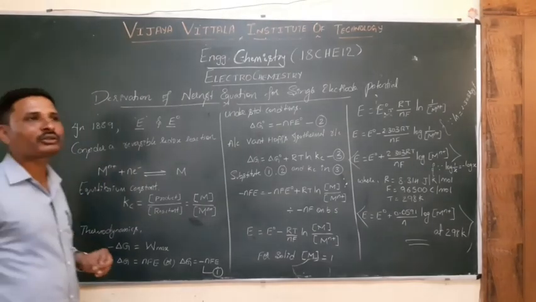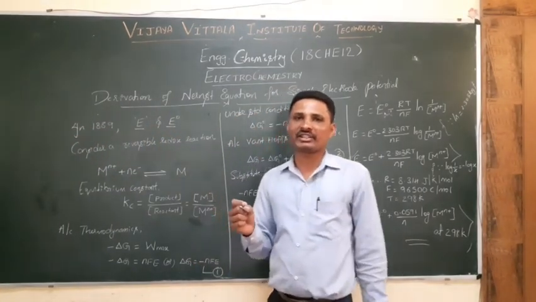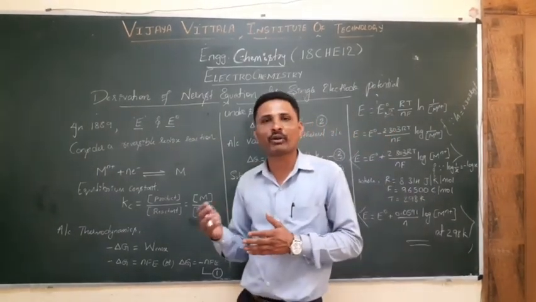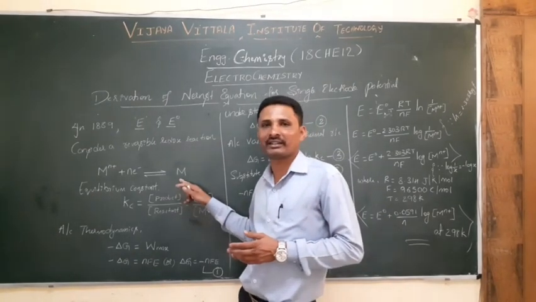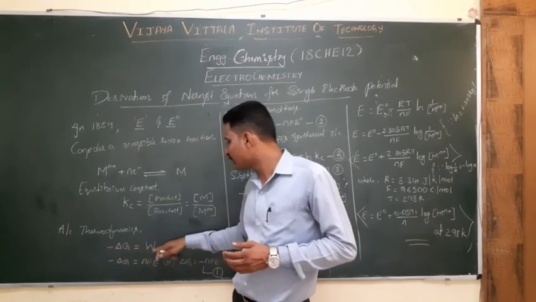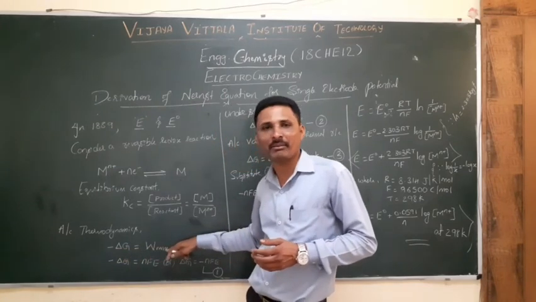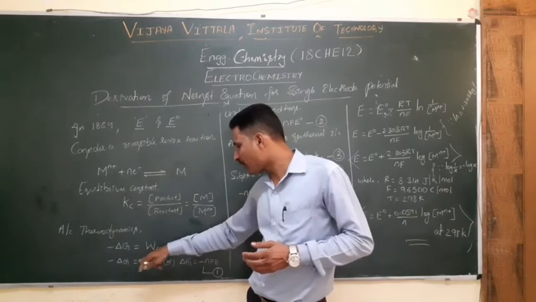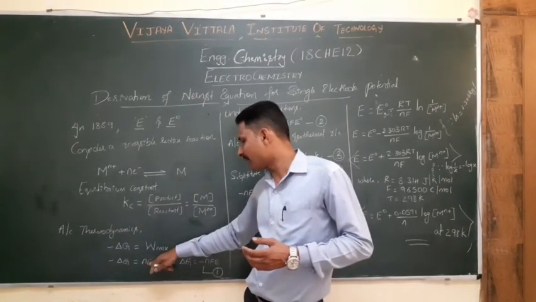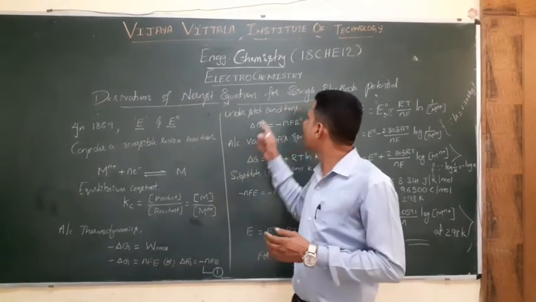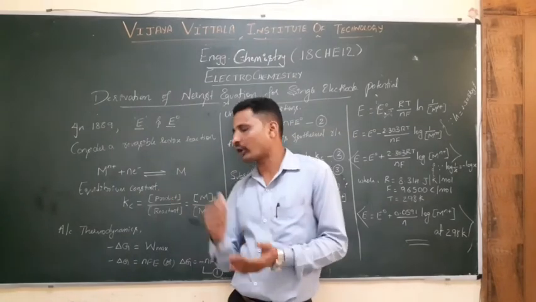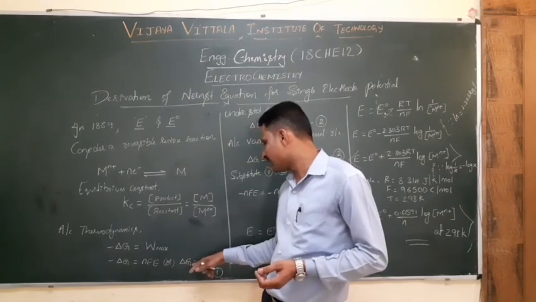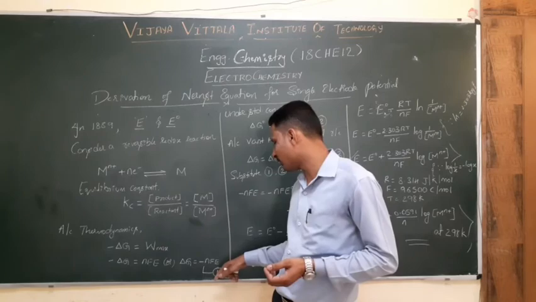Then according to thermodynamics, the decrease in free energy represents the maximum amount of work that can be obtained from the reaction. So minus delta G equals W max, where W means the maximum work done. This maximum work done can be written as nFE, where n is the number of electrons or valence electrons, F is the Faraday's constant, and E is the single electrode potential, or simply electrode potential. So taking the negative sign to the RHS, delta G equals minus nFE, which is equation 1.